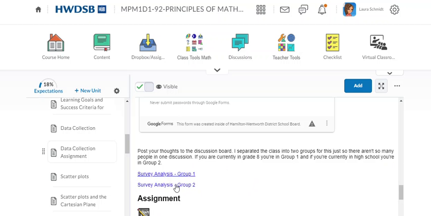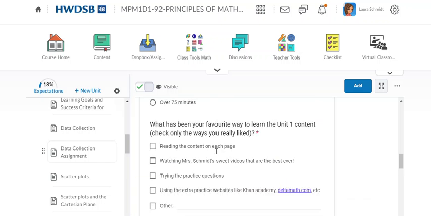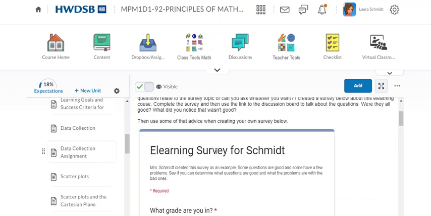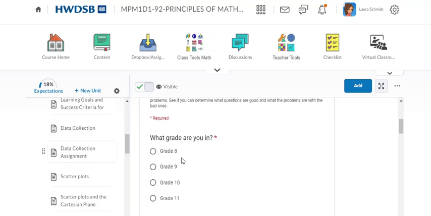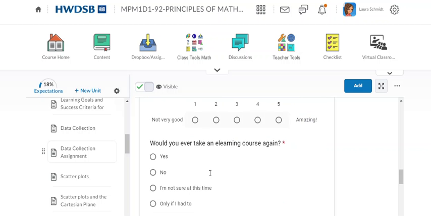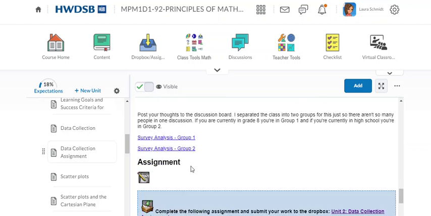So if you're in grade 8, click on group 1 and then post. All you want to do is post your thoughts about this. It wants you to know, were all my questions good, or did you notice some that weren't good? Like, what grade are you in? Is that cool? What if you're in grade 12? Maybe that's missing. So that's what you want to do: analyze each question and see, did I do a good job, or were some of my questions pretty bad?